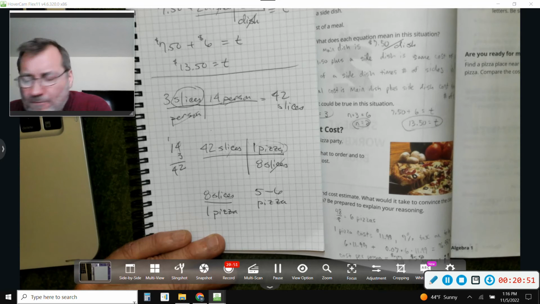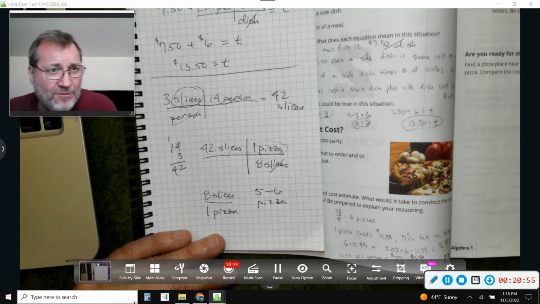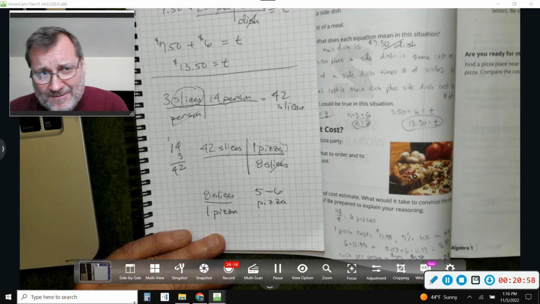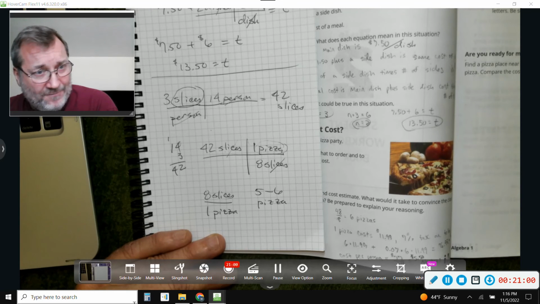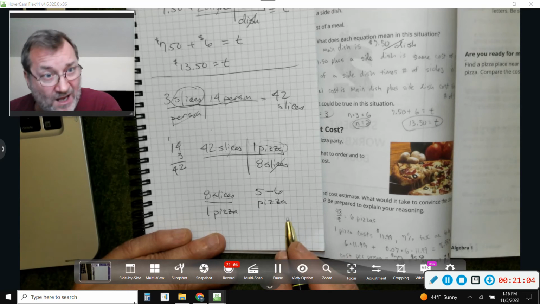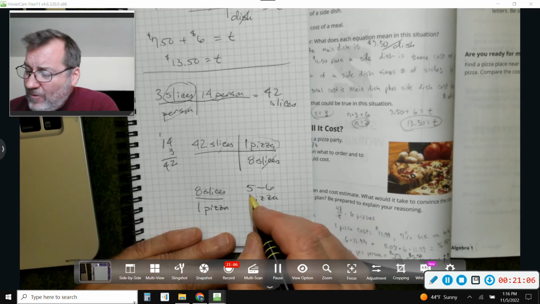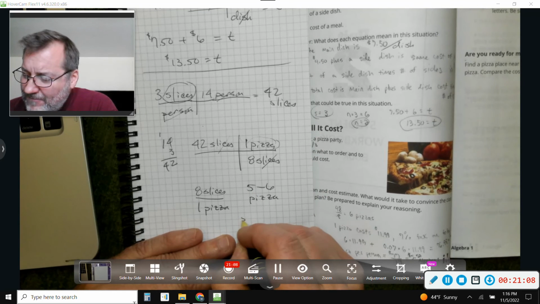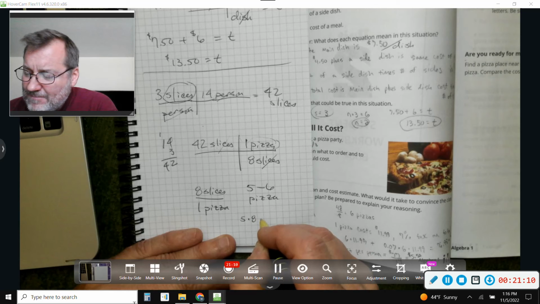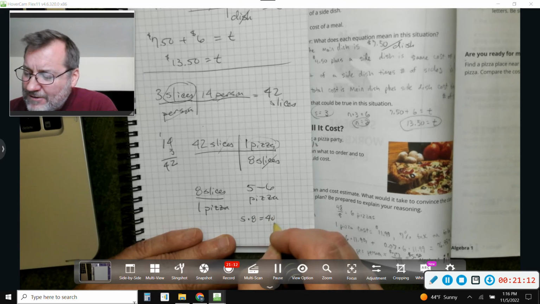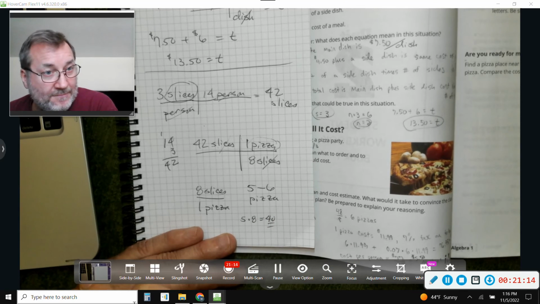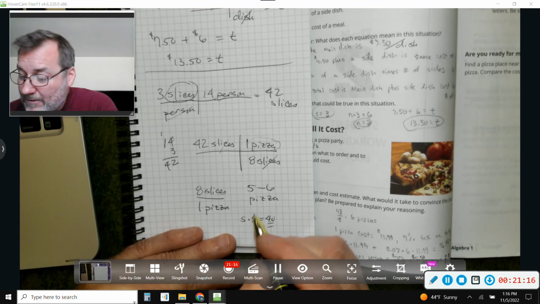Right? If you come up with 3,000 pizzas, it's like, wait a minute. I'm feeding 14 people. I don't need 3,000 pizzas. How many do you think you would need for 14 people? Well, 5 to 6 pizzas makes sense. Now, if you ordered 5 pizzas, so 5 times 8 slices per, that's only 40 slices. That's not enough. Somebody's going to be going hungry.